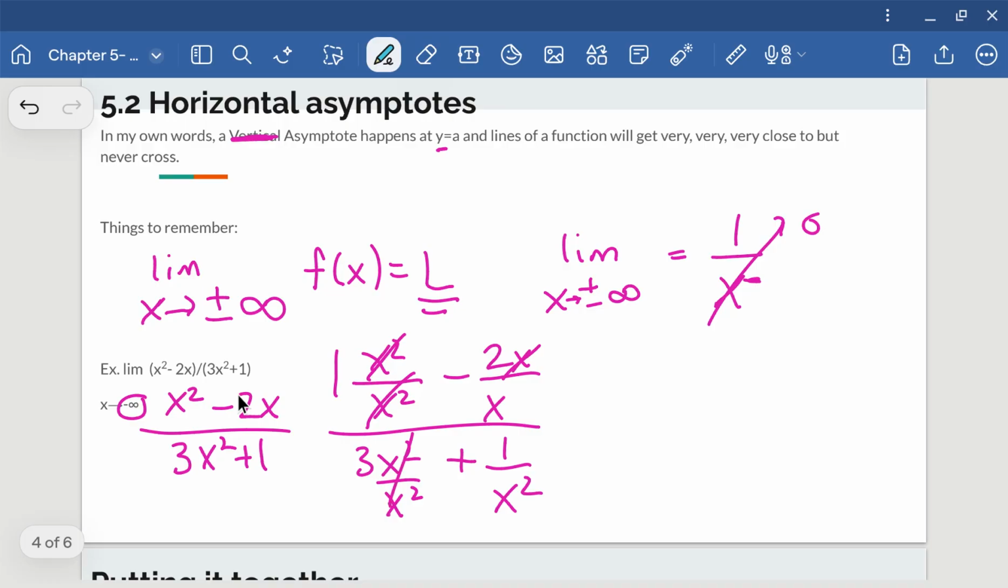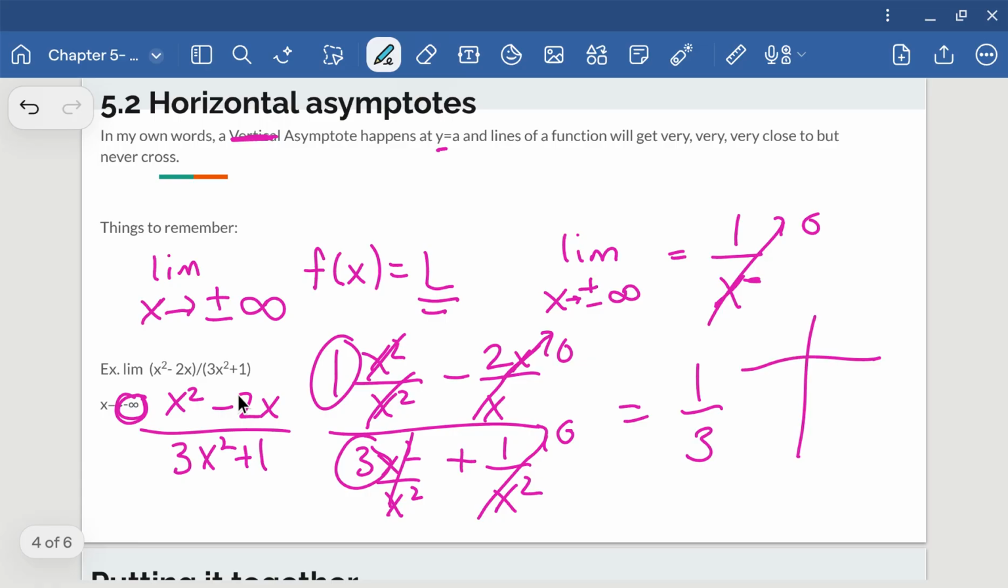And here, nothing cancels. So now if I plug in my limit of negative infinity for x, this whole term tends towards 0. This whole term tends towards 0. So what I'm left with is 1 over 3. So that would mean that my limit is going to be 1 over 3, meaning I'm going to have a horizontal asymptote, this is an awful line, at 1 over 3, and it would be going like this. So we're going to get close to it, but never touch it.